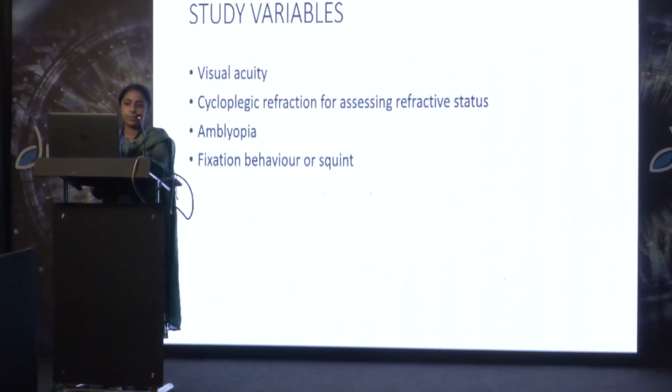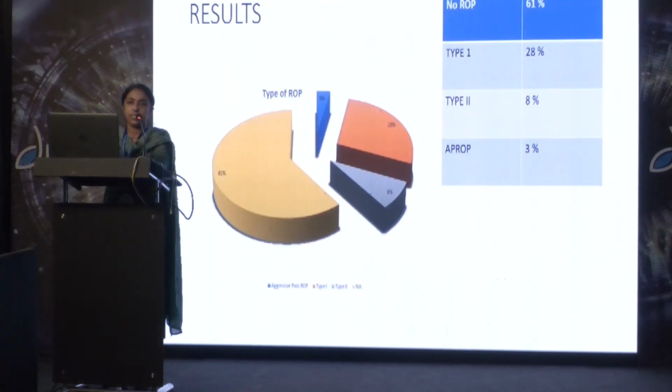So I studied visual acuity, and cycloplegic refraction for assessing the refractive status, and amblyopia was diagnosed according to the criteria given by the American Academy of Ophthalmology, and also the fixation behavior was studied. So my results: out of my 61 children, 61% had no ROP, and 28% had type 1, 8% had type 2, and 3% had aggressive posterior ROP.